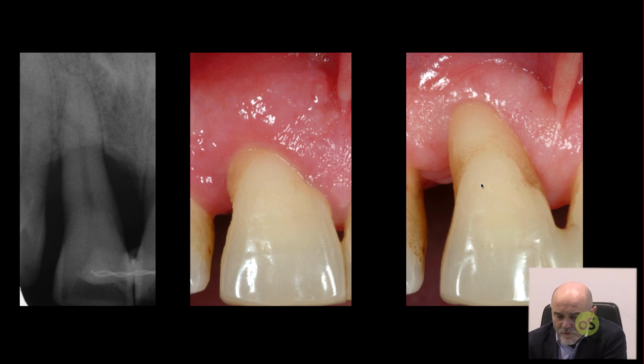Obviously, from this situation to this situation, we have an improvement in the periodontal condition. This improvement in the periodontal condition is that we have less pocket, and we have a greater facility for the patient to clean the area which was a pocket before. But this is called resective surgery.